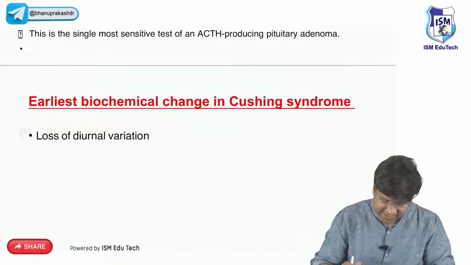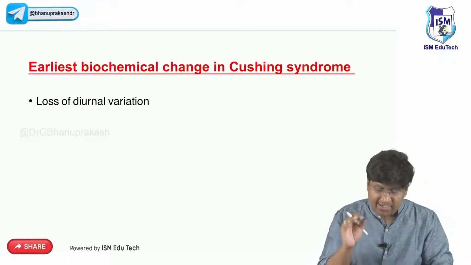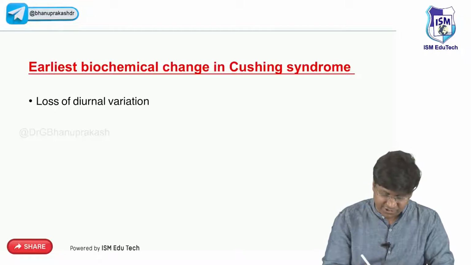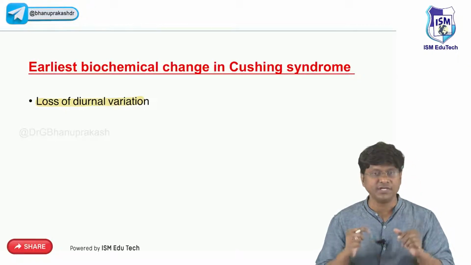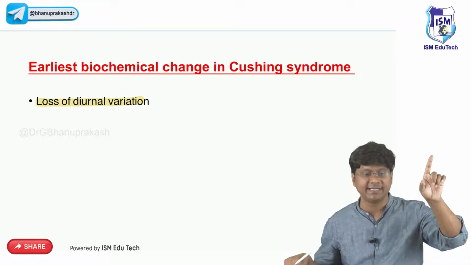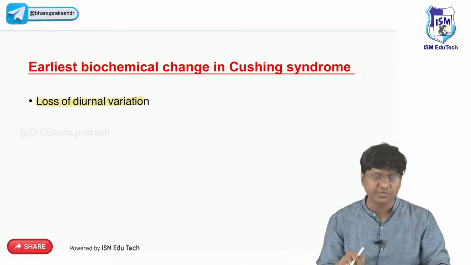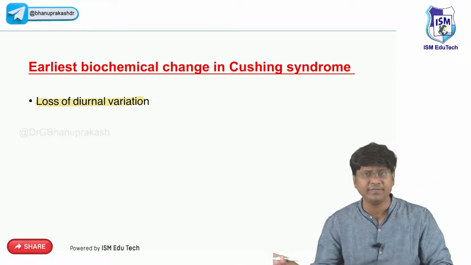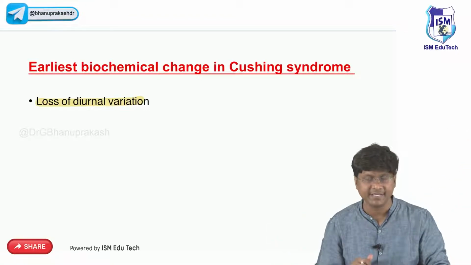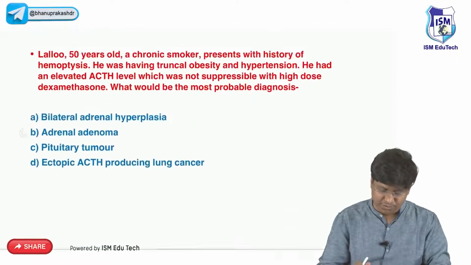Now, if the question is asked, what is the earliest biochemical change in Cushing's? The earliest biochemical change in Cushing's will be loss of diurnal variation. In a normal individual, early in the morning, steroid levels will be high. Later in the night, the steroid levels will be low. But in Cushing's, early in the morning it will be high, and late in the evening also it will be high. That is the earliest change in patients with Cushing syndrome.